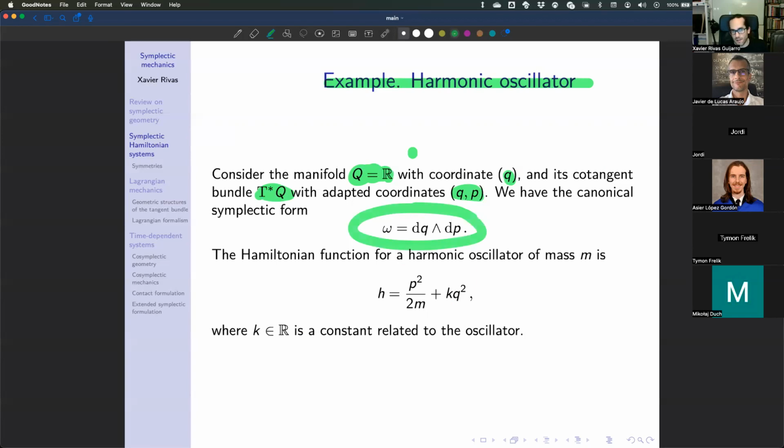So what's the Hamiltonian describing the harmonic oscillator? Well, the Hamiltonian is actually this one. No, it's not.